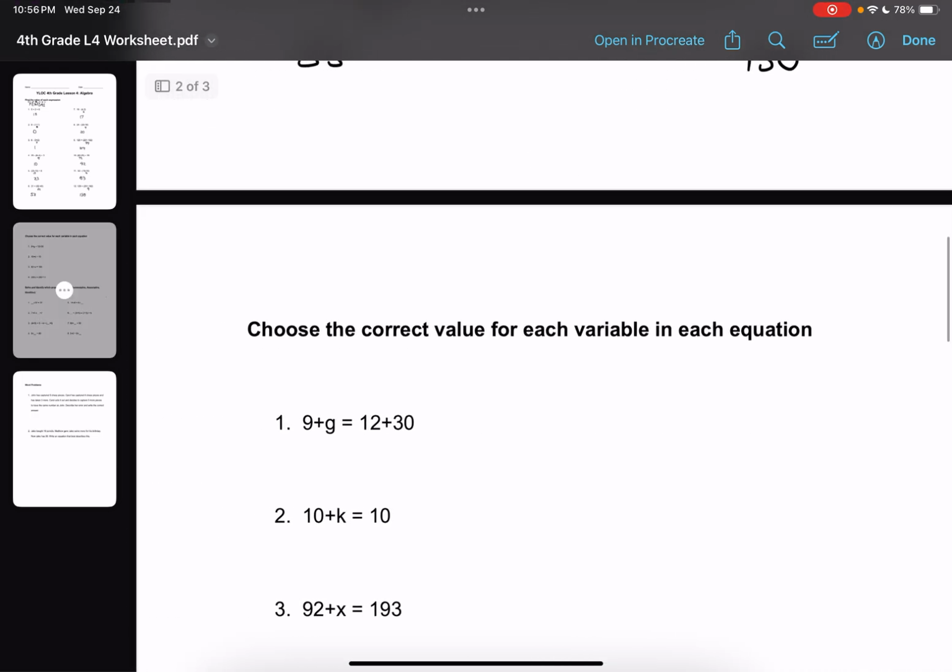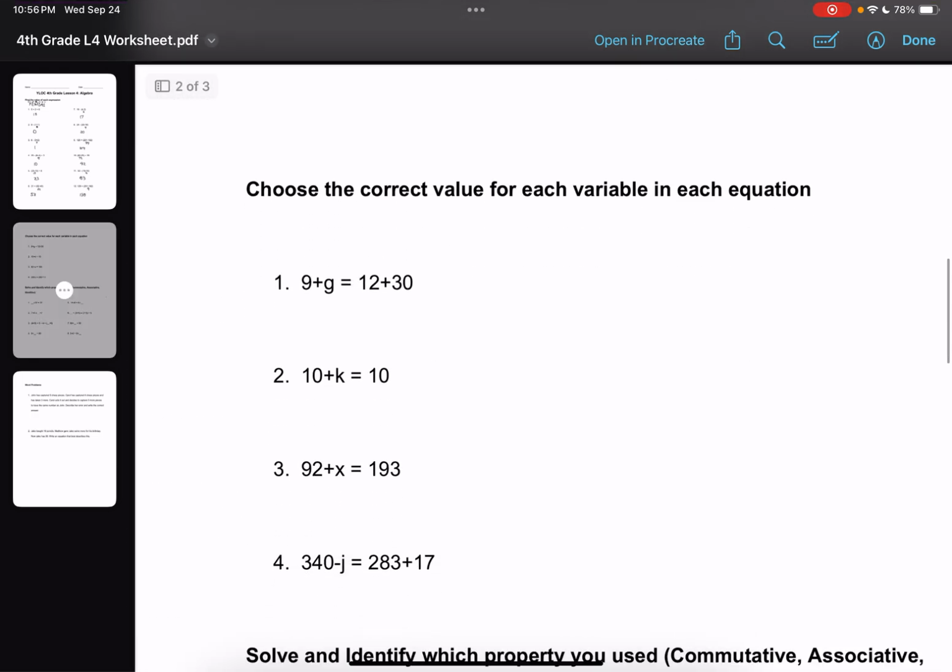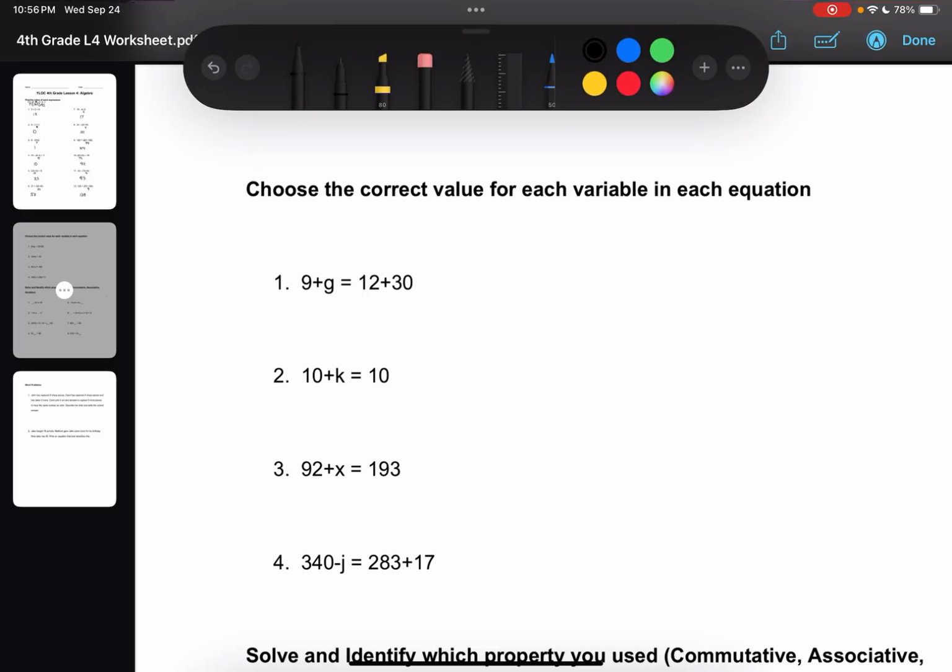Okay, the next section tells us to choose a correct value for each variable in each equation. So you have to find what this variable here would equal to make the equation true. So for the first one, we have to find what g equals, for 9 plus g equals 12 plus 30. So the main goal to find the variable, or g, is you need to isolate g by itself so that g equals a certain value.